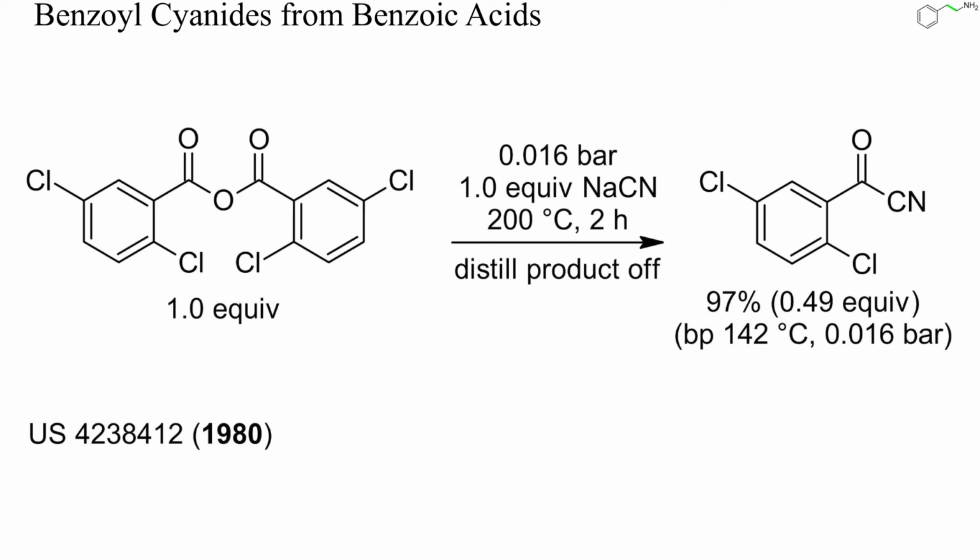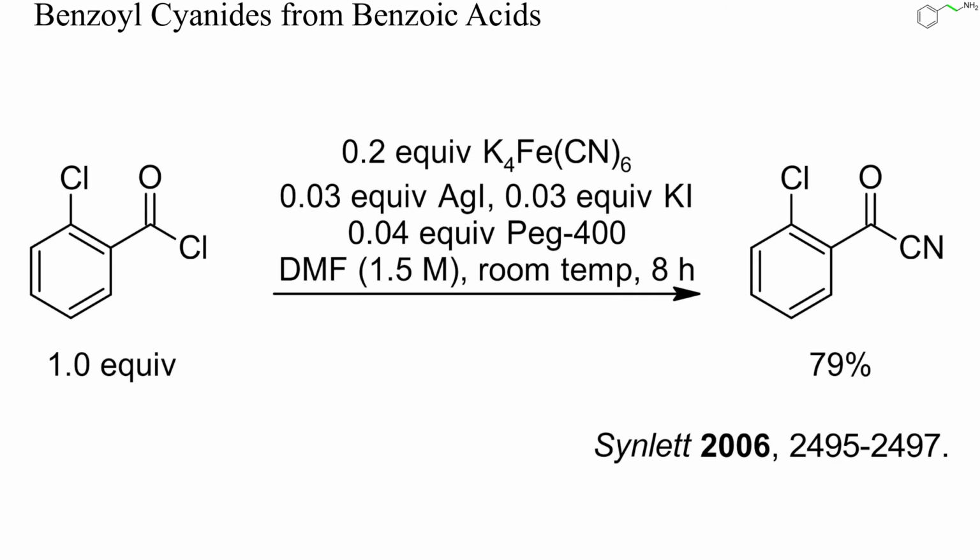This here is an example of the preparation of a distillable benzoyl cyanide. The benzoic anhydride was heated with 1 equivalent of sodium cyanide without any solvent, and the product was distilled directly from the reaction mixture. For less volatile benzoyl cyanides, the strategy shown here is more convenient. Potassium hexacyanoferrate was a source of cyanide in this case, and reaction with the benzoyl chloride already proceeded at room temperature. Other similar procedures use copper cyanide instead of hexacyanoferrate.